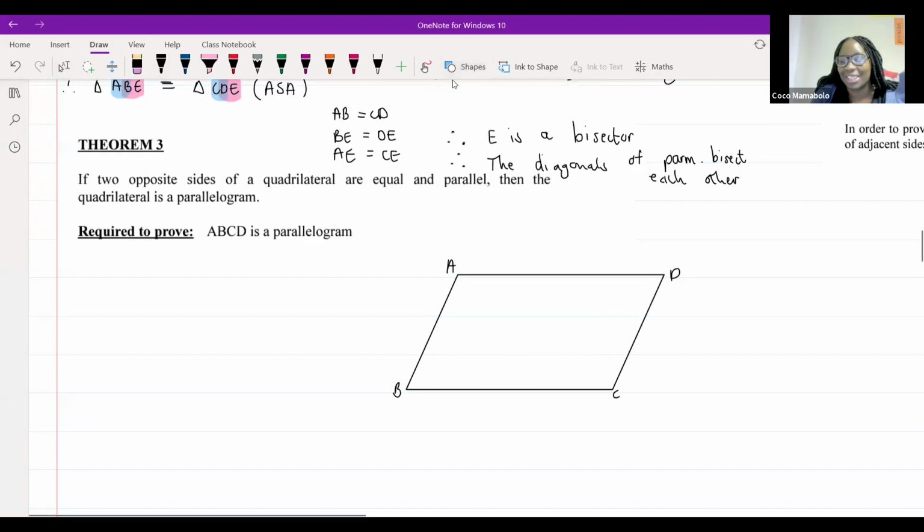Okay, I'm only going to construct the line AC. That's all. Okay, let's start there. We're going to say construct AC. All right, then let's start the proof.